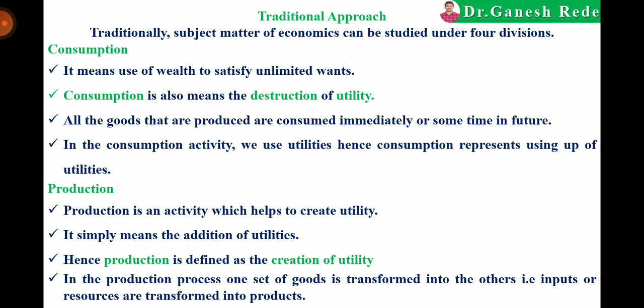In general life, the production process means the transformation of one set of goods into another set. If you take the example of agriculture, we apply inputs and we get the output. So that transformation of inputs into output is production.